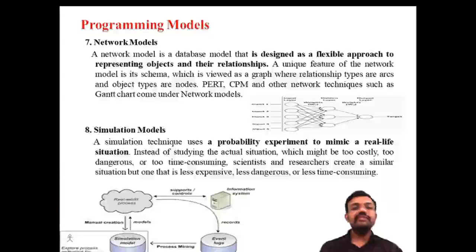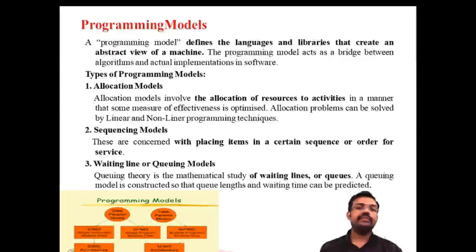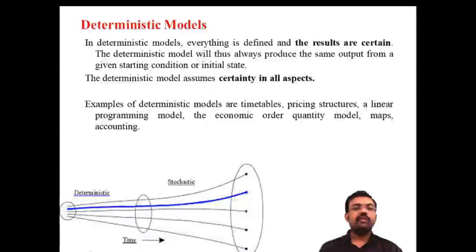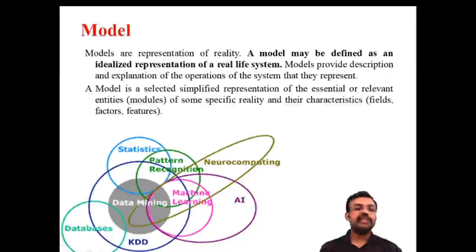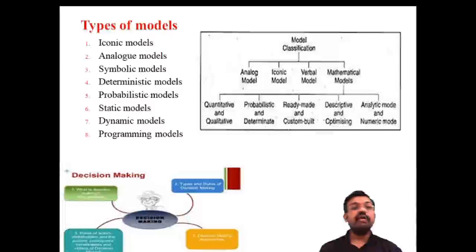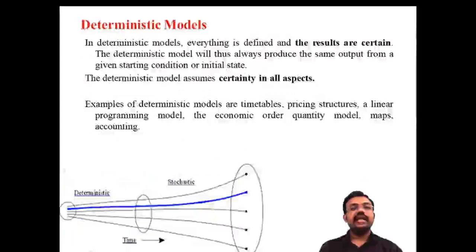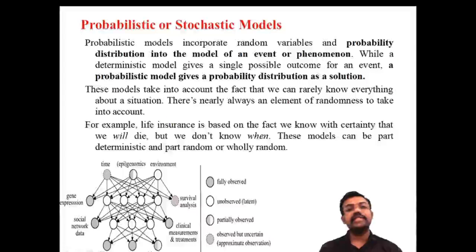Let me conclude. First we discussed the concept of different types of models, and before that, what is a model? The model is like a real life situation, a representation of real life. It's like a reality. Different types of models: iconic, analog, symbolic, deterministic, probabilistic, static, dynamic, and programming models. And the first one, the deterministic point of view, that means assuming that everything is certain. Let's assume certainty in all aspects of the deterministic model. And a probabilistic stochastic model, that is a probability, that's getting chance, applying the probability and the probability distribution.